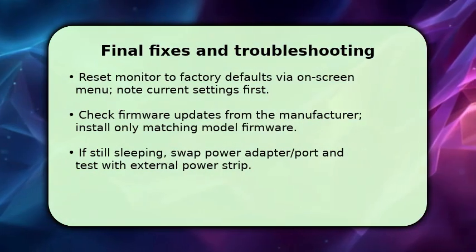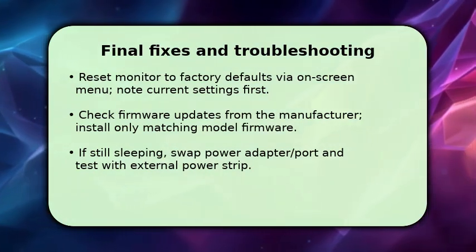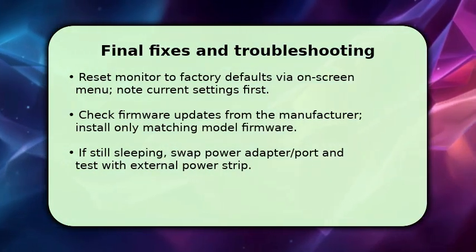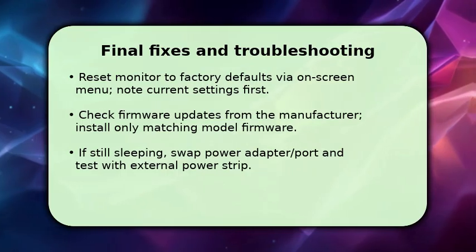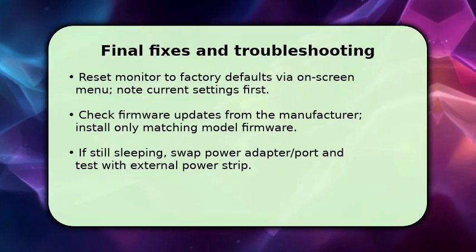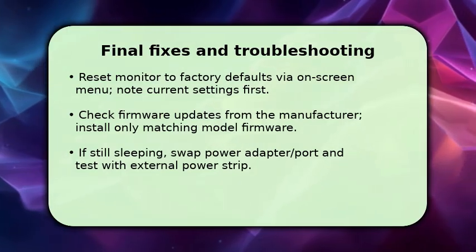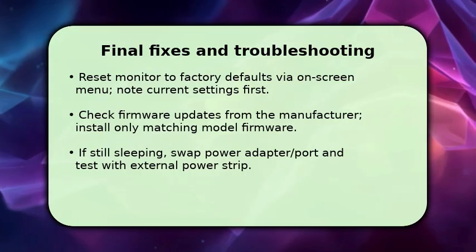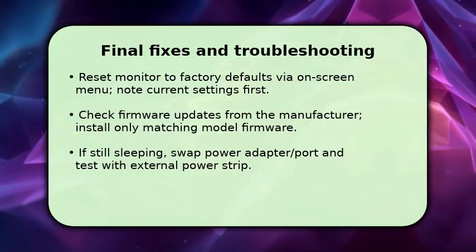To finish, reset the monitor to factory defaults because custom settings can interrupt signal negotiation. You want a known baseline. Then check for firmware updates from the manufacturer. Firmware fixes communication bugs between monitor and GPU. Make sure to use the correct model firmware.